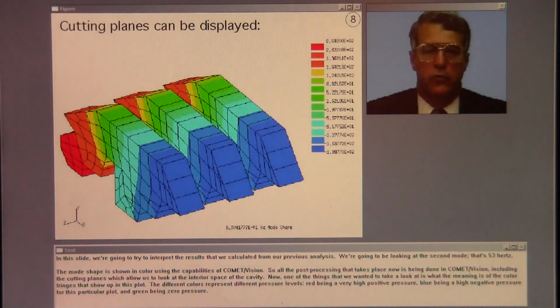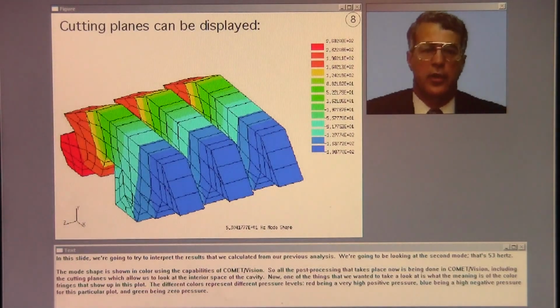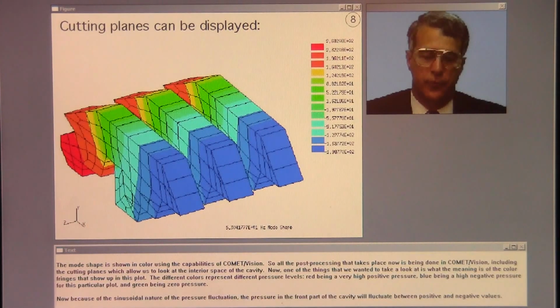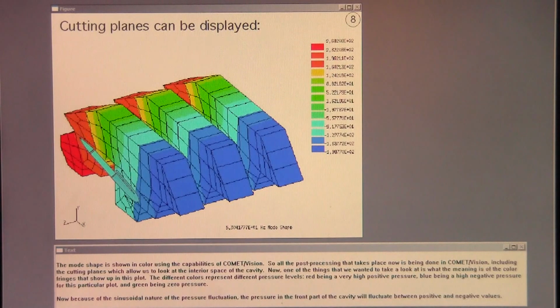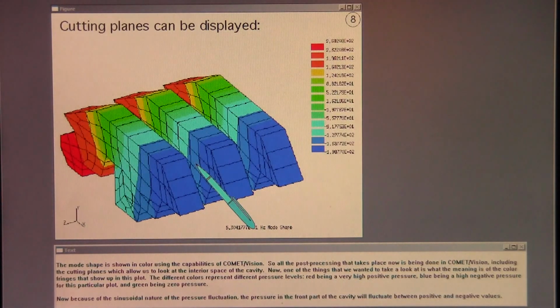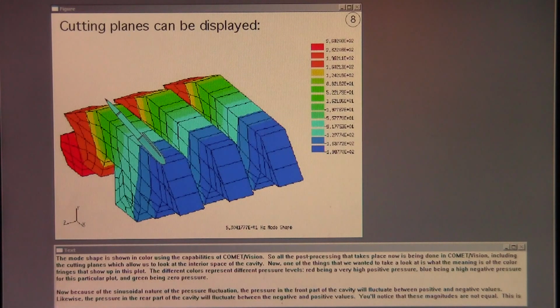In this slide, we're going to try to interpret the results that we calculated from our previous analysis. We're going to be looking at the second mode, that's 53 Hertz. The mode shape is shown in color using the capabilities of COMET Vision. So all the post-processing that takes place now is being done in COMET Vision, including the cutting planes, which allow us to look at the interior space of the cavity.